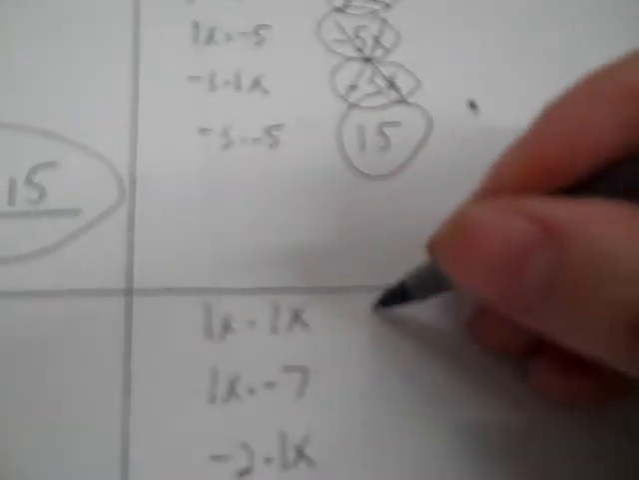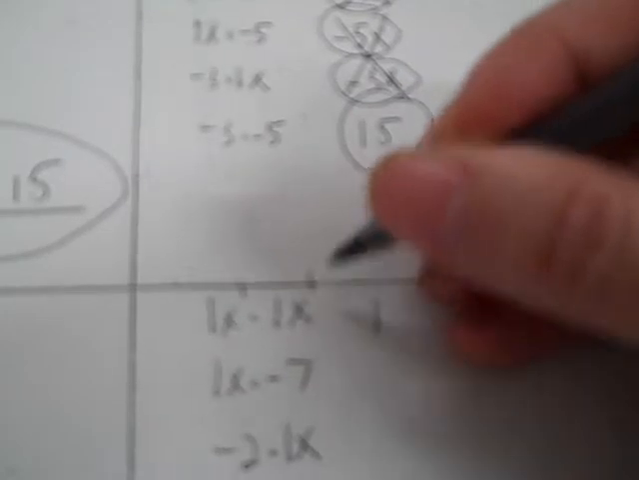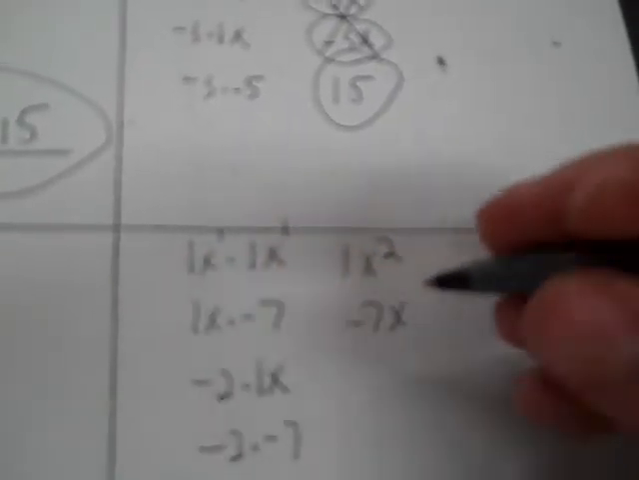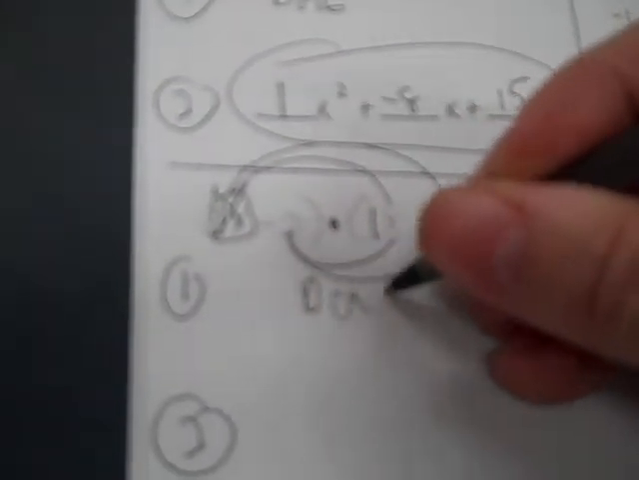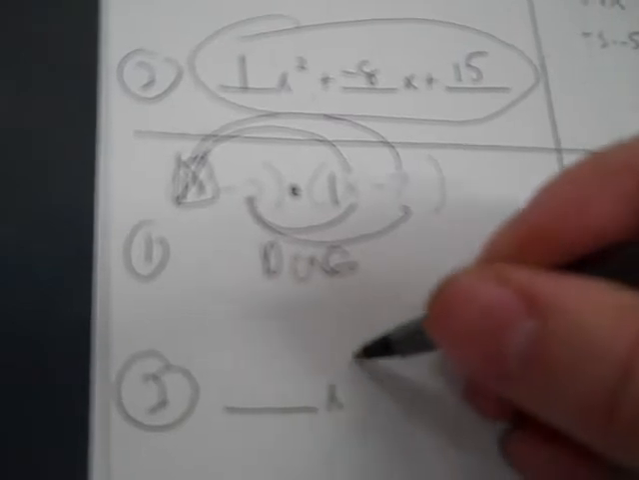Okay, so 1 times 1 is 1. 1 plus 1 is 2. 1 times negative 7 is negative 7 with an x on it. And negative 2 times 1 is negative 2 with an x on that. And that's going to be positive 14. So done. I got blank x to the second plus blank x plus blank. So x to the second, I got 1. For x, I've got negative 7 and negative 2. That's going to add up to negative 9. And then 14.